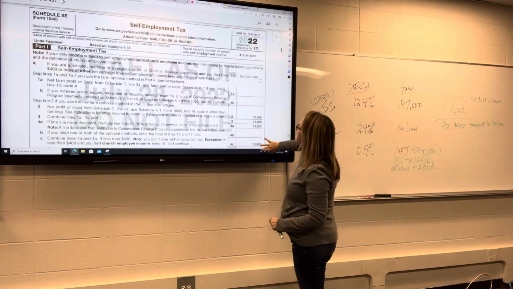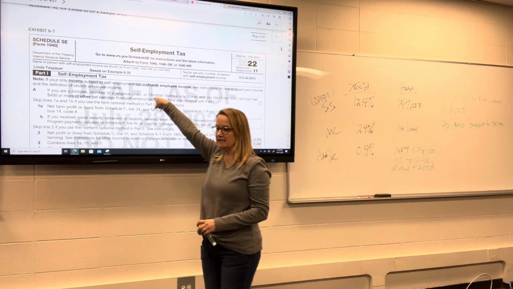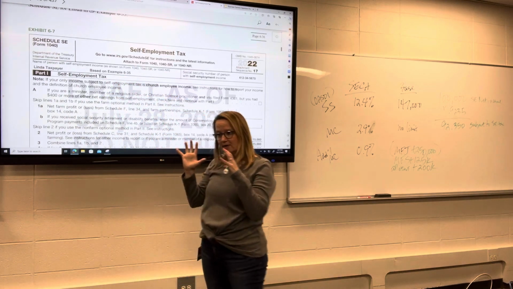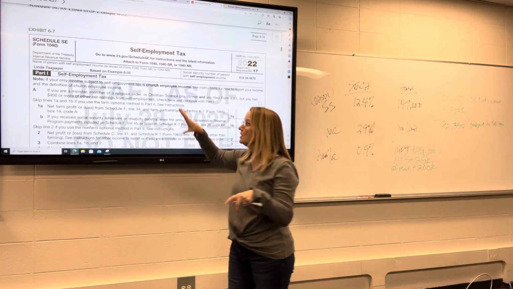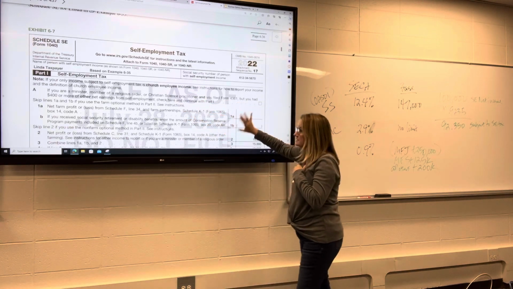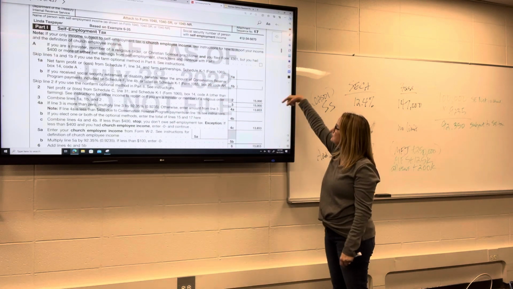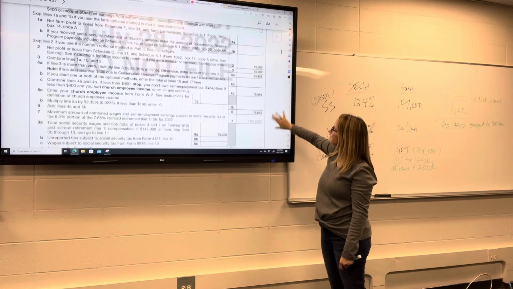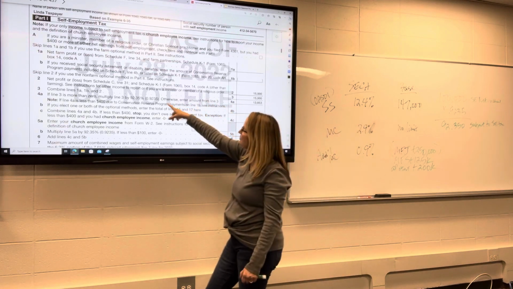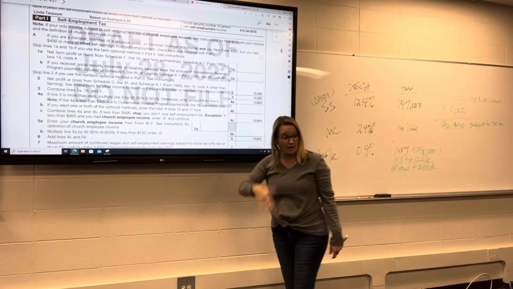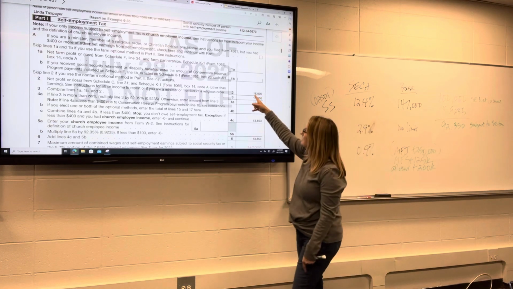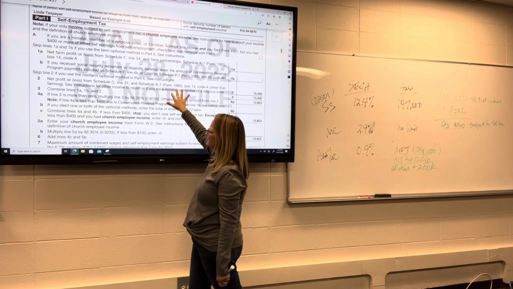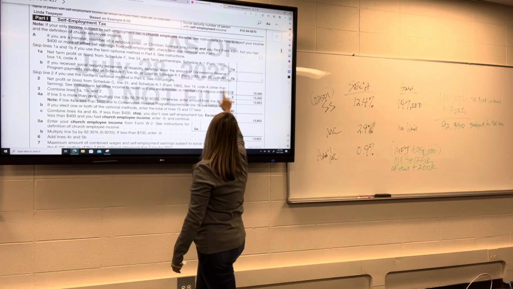So this Schedule SE is where you calculate the self-employment tax. And again, if you ever get tripped up on how do I calculate this, refer to the form because it will take you through the steps. So that example we had up here, the 15,000, this is how they calculated it. Net profit or loss from Schedule C, line 31, that's our bottom line number on that Schedule C. It goes here on line 2. It references some other forms too, so the 1065, don't worry about that right now.